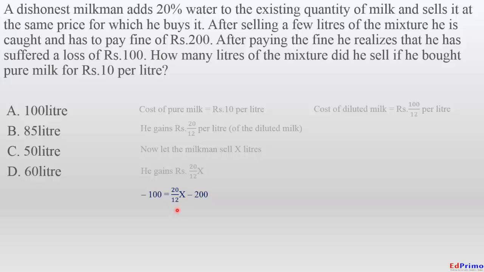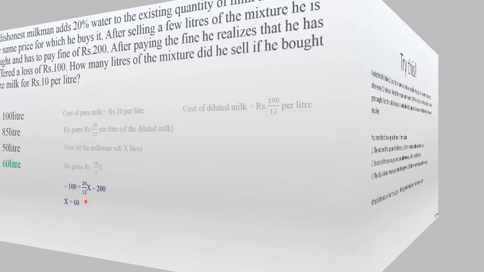By solving this, we will have X as 60. Therefore, this milkman must have sold 60 liters of milk before he was caught. Therefore, option D, 60 liters, is the right answer.